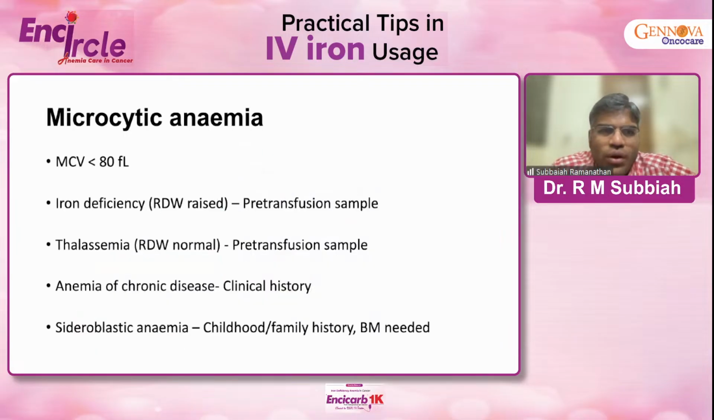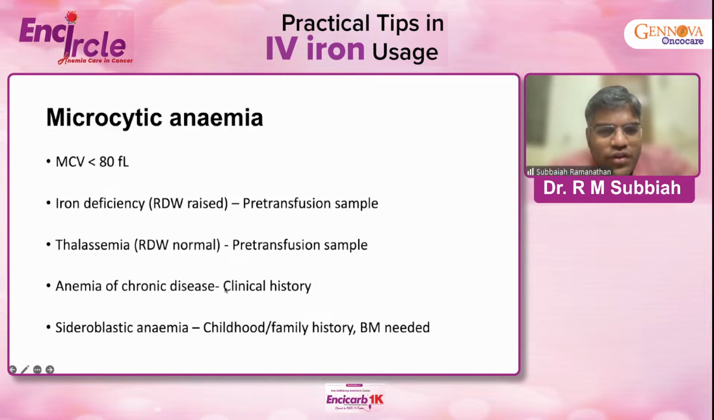So those are the differentials for microcytic anemia. Iron deficiency, think about it, see the RDW when MCV is less than 80, and iron deficiency you should suspect when the RDW is raised, and always do the ferritin on a pre-transfusion sample. In thalassemia, RDW would be normal, but MCV would be low. Again, a pre-transfusion sample is important for doing a hemoglobin electrophoresis.